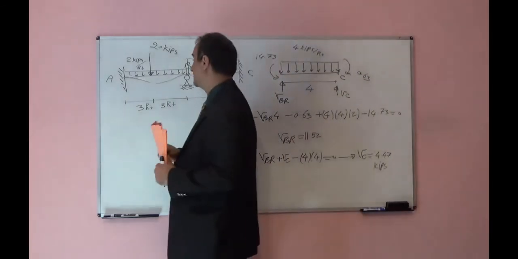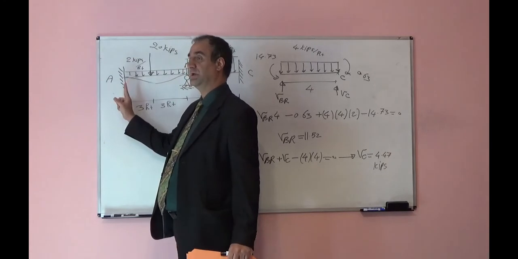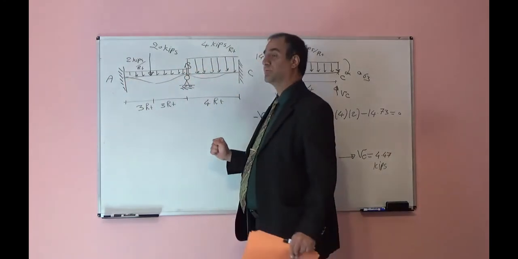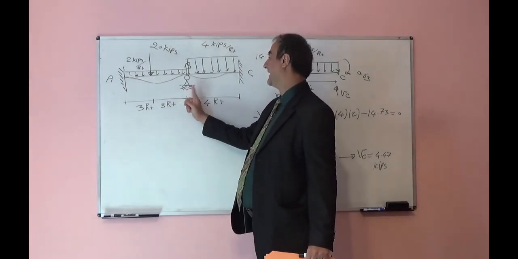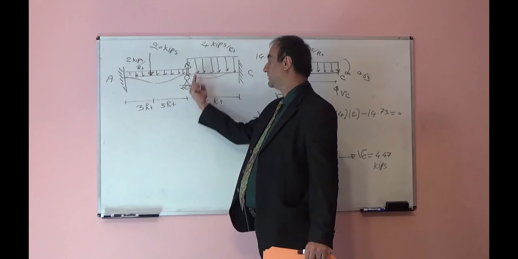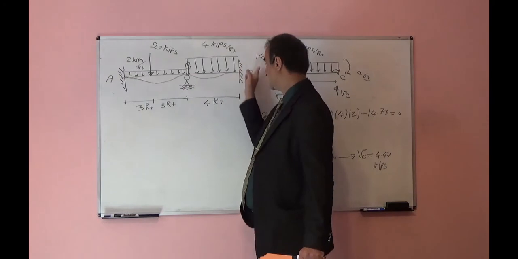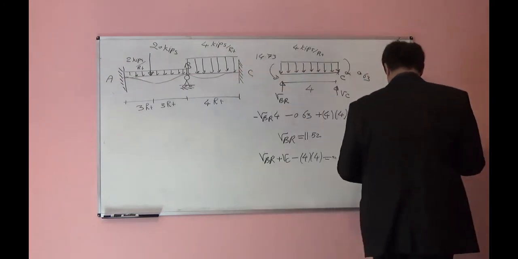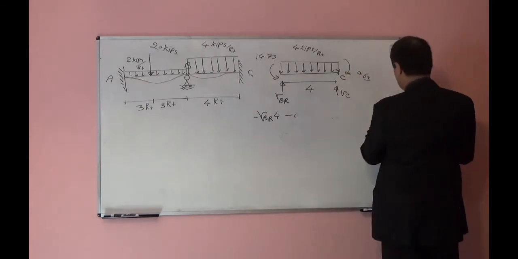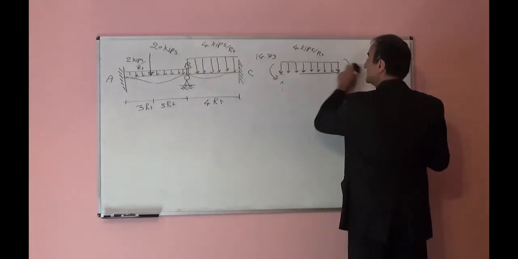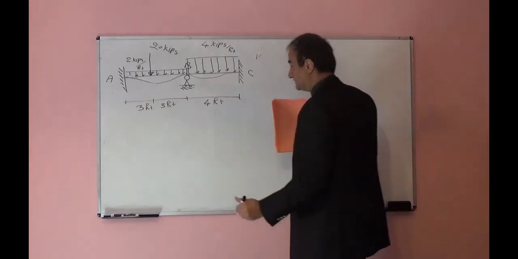So you find moment reaction at point A, MAB, force reaction at point A, VA. You find moment reaction at BA, force reaction here, B left and right. If you add left and right, it will be one reaction here. And you have now force reaction here and moment reaction at point C as well. So we find all moments and force reactions, shears. So I can draw shear diagram and moment diagram.